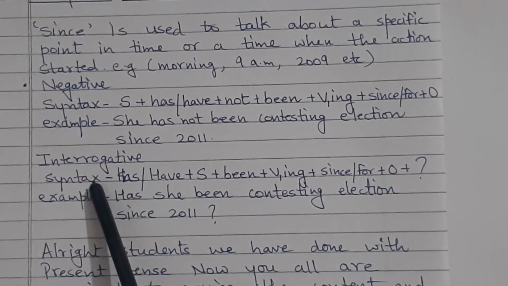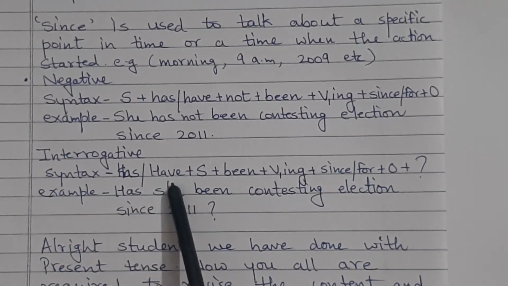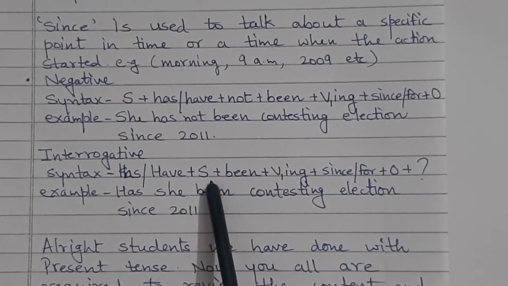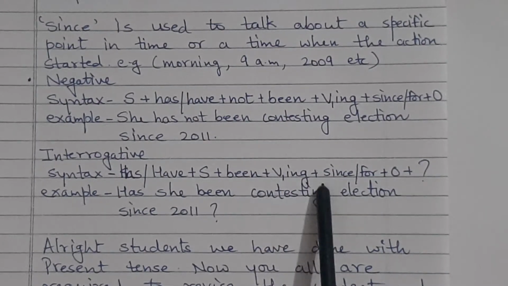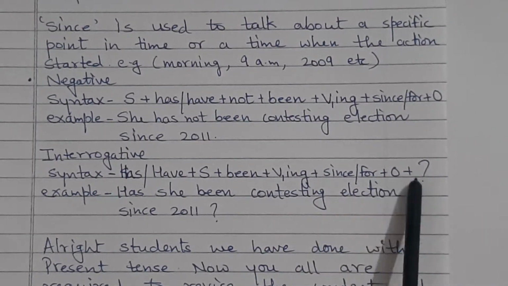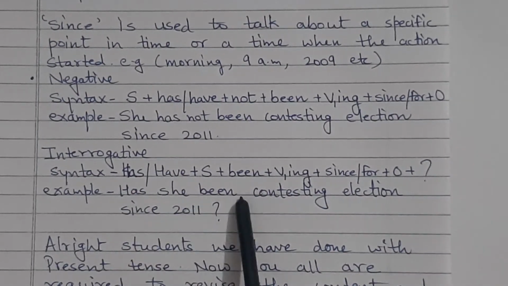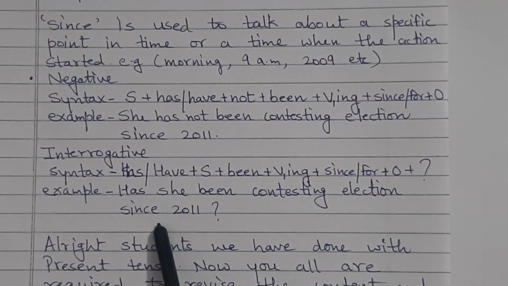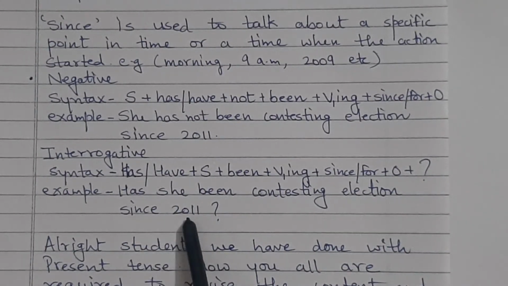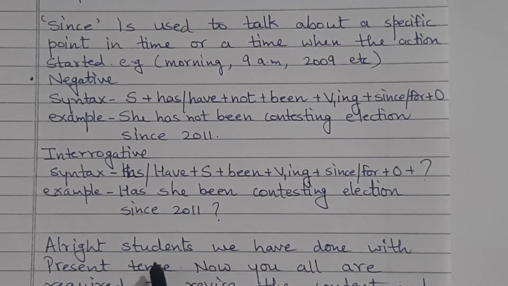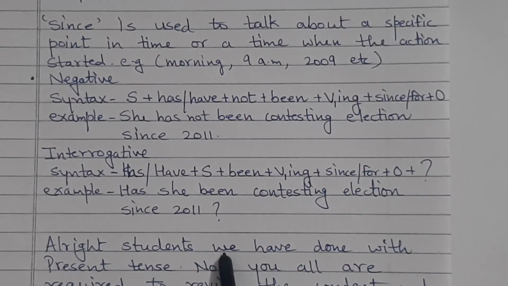Then, interrogative sentences. Syntax: has, have plus subject, then been plus V1 plus ing plus since or for plus object plus sign of interrogation. Has she been contesting election since 2011? So, students, we have done all the 4 forms of present tense.